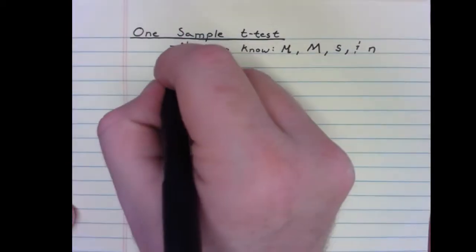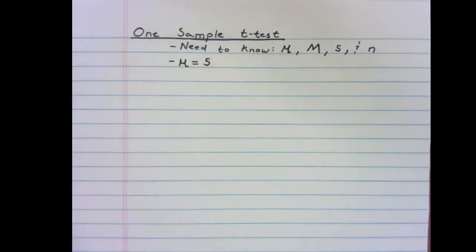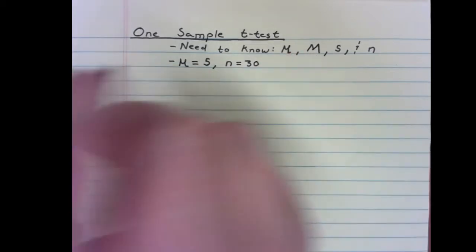Now let's work through a hypothetical example. Let's say that we're working for a brewery, and this brewery is growing its own barley. And when they're growing their own barley, they happen to know that they get a mean of 5 bushels per acre. However, there's a new technique that they want to try out. They want to see if, could it be better? So they give you 30 acres to try out this new technique.